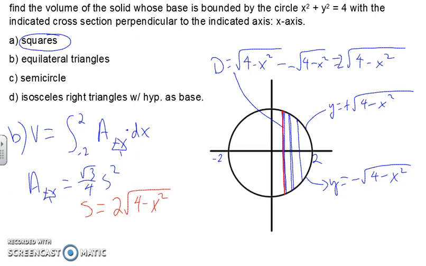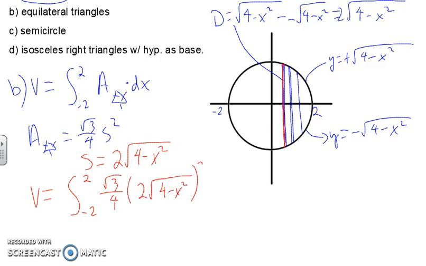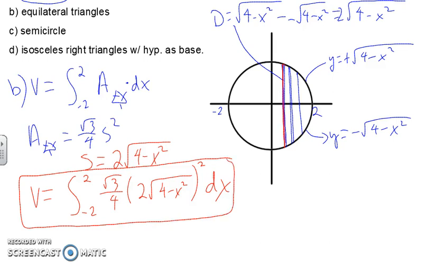So that volume will simply equal the integral from -2 to +2 of radical 3 over 4 times side squared, which would be 2 radical 4 minus x squared, dx. And again, if you want, you can pull this radical 3 over 4 out front of the integral, but since you're doing it on a calculator, you don't have to. All right, and then lastly, the semicircle.